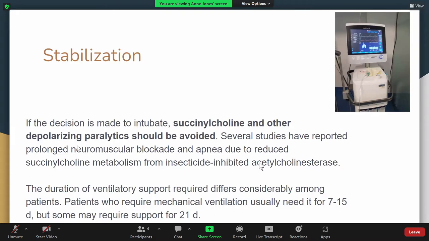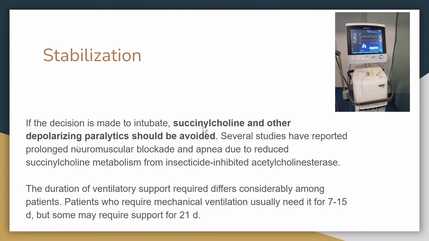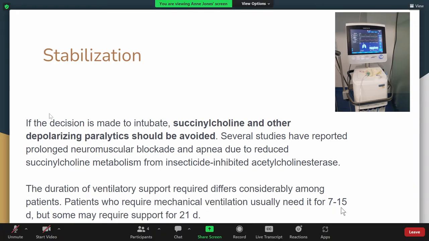If you have to intubate them, you do not want to use succinylcholine because it's a depolarizing paralytic. So again, it's basically doing what the patient already has. So you want to use non-depolarizing agents like rocuronium. The patients often need ventilation for like 7 to 15 days. Some require it for 3 weeks. So it's very long.